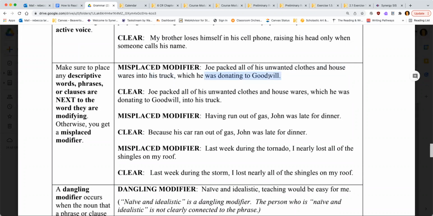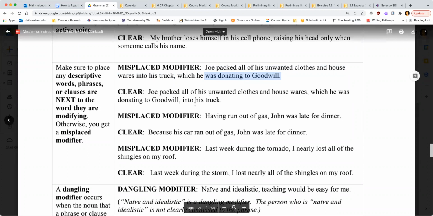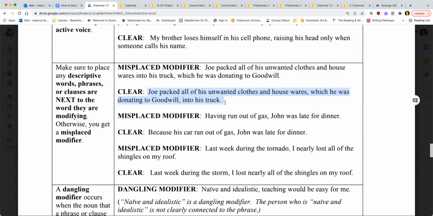You will most likely never get marked off for this in a formal essay, but sometimes it can really confuse the reader. You might get feedback from a professor that says, ideas unclear, or not sure what you're trying to say here, and oftentimes it's because of where the modifier is. Instead, we would want to use an interrupter, and that's why we practiced that earlier. Joe packed all of his unwanted clothes and housewares, comma, which he donated to Goodwill, comma, into his truck, because those are the things that he is donating.